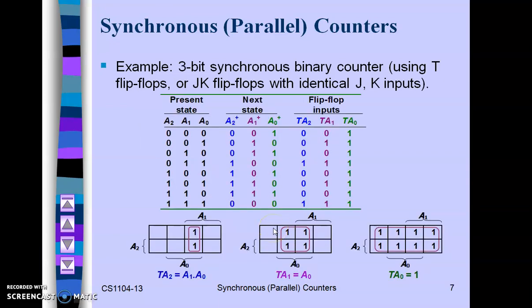This next example is for the synchronous or parallel counter: a 3-bit synchronous binary counter using T flip-flops. So here we need to once again find out the input logic. There are 3 outputs, A0, A1, A2. The next state should be A0 plus, A1 plus, A2 plus. Initially the output will be 0 0 0, and in the next state the output should be 0 0 1.